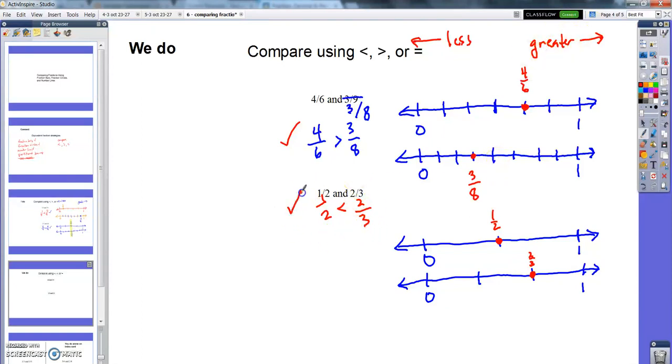We checked it out well. There you go. That's 3 strategies for comparing fractions, telling which one's greater, less than, or whether or not they're equal. Once you have these written down with 2 strategies and you feel like you have a good handle on it, you are all set.